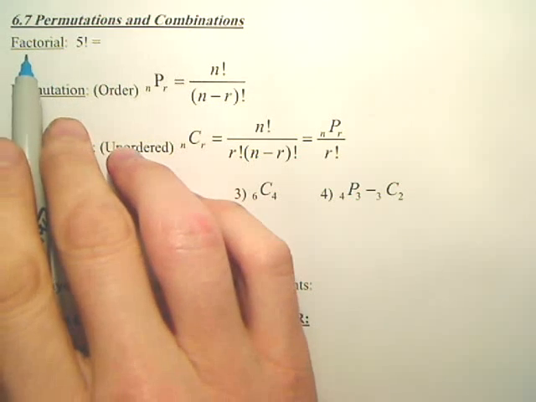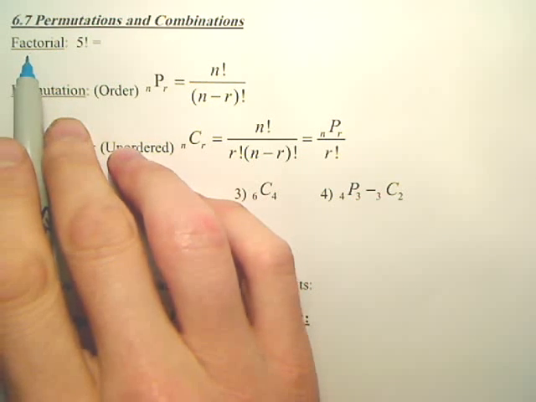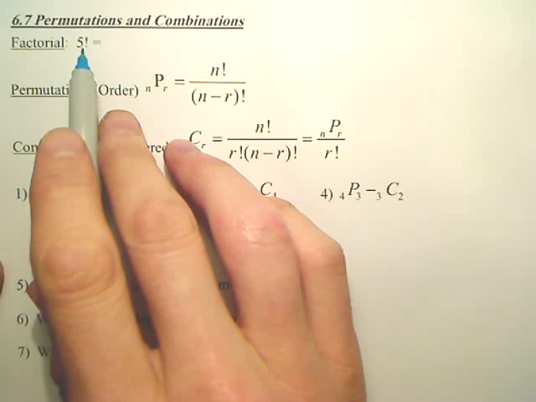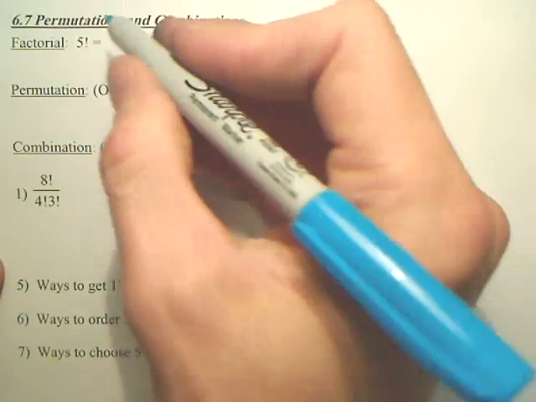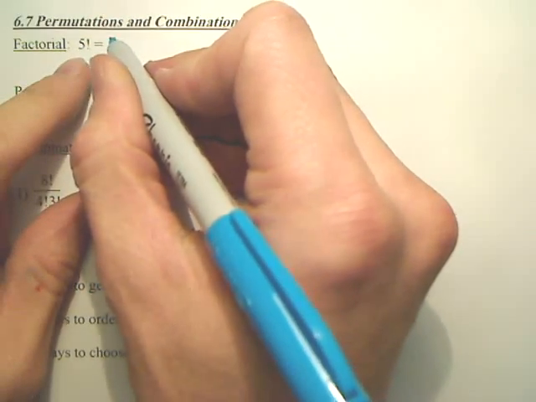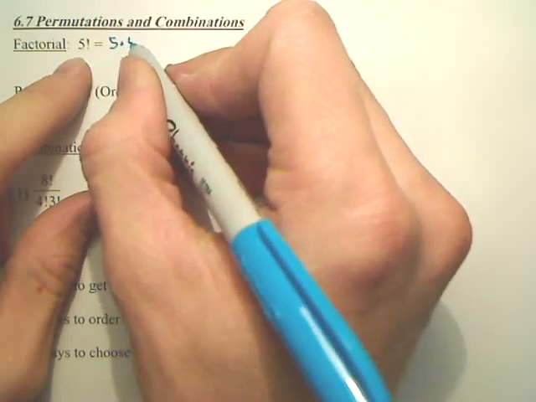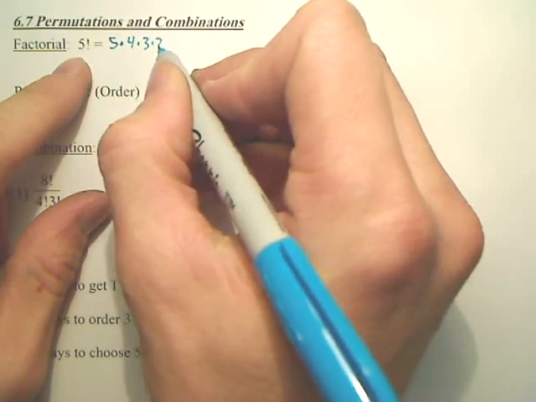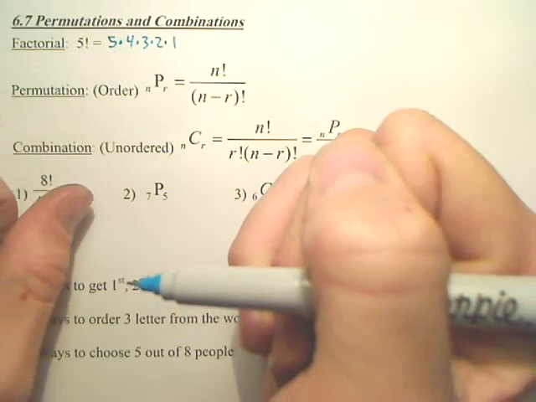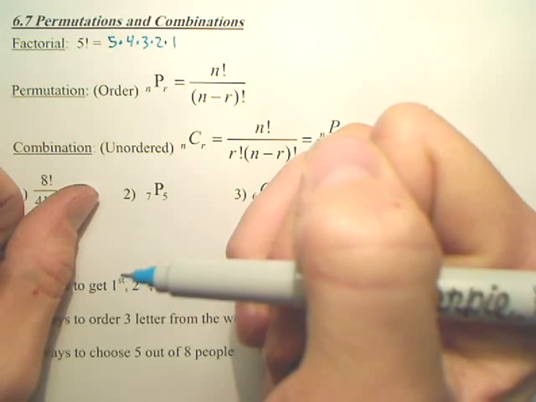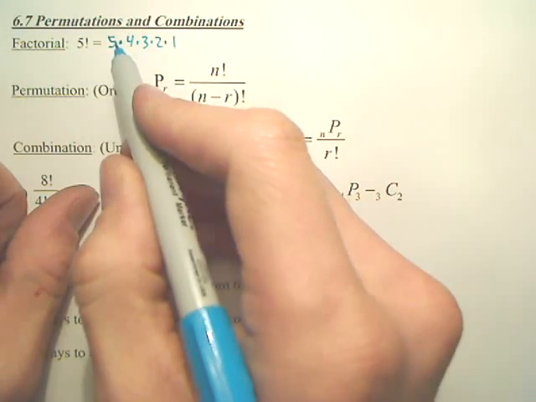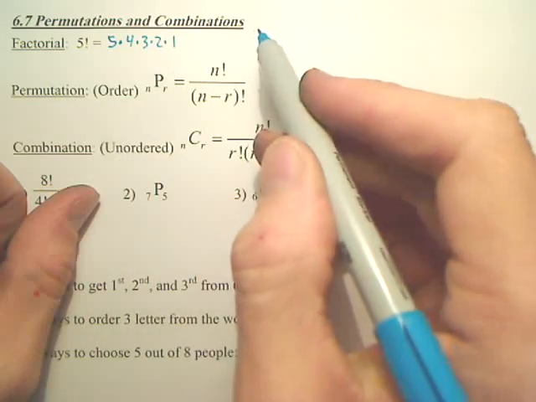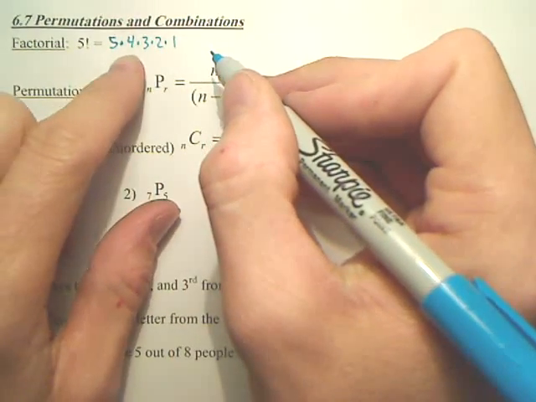Alright, the first word is factorial. This little exclamation mark is called a factorial. It basically means, 5 factorial means start with 5 and decrease by 1 each time, all the way down to 1. That's what 5 factorial means. It means start with the 5 and decrease by 1 each time and then multiply it all. When you multiply all this, you get 20.